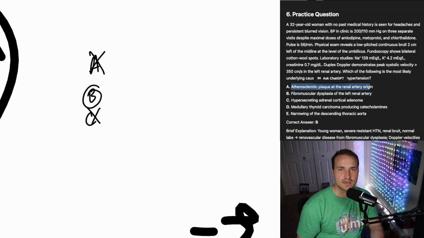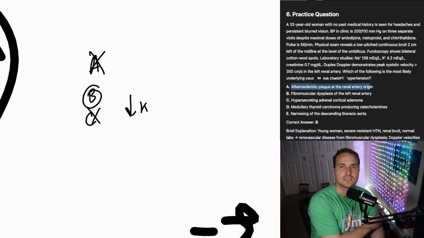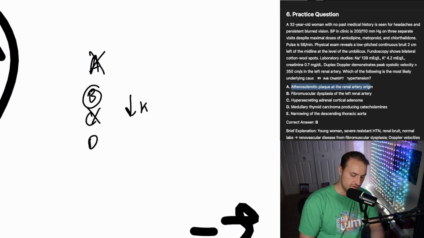C, Conn adenoma. That causes hypokalemia. So it's like alkalosis, and the labs showed normal. And so it can't be Conn's. D, pheo. A lot of people choose pheo for this stuff, but that's paroxysmal hypertension, episodic headaches, and palpitations, and catecholamine excess, not renin. So that would be catecholamine, not renin.